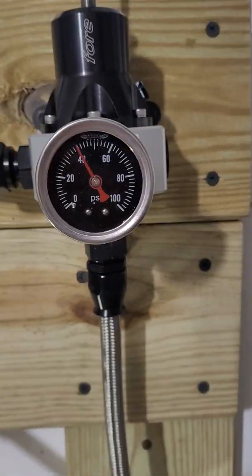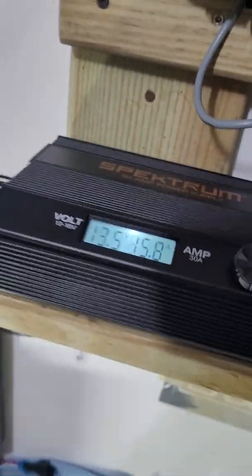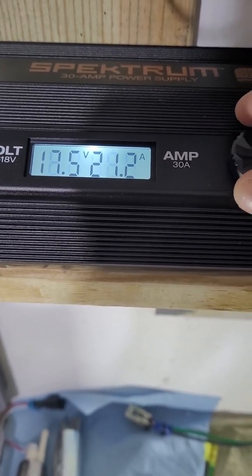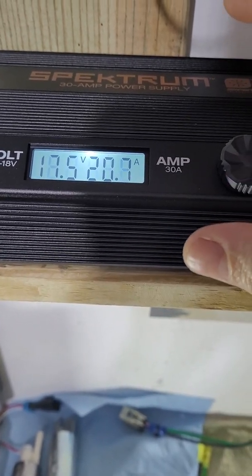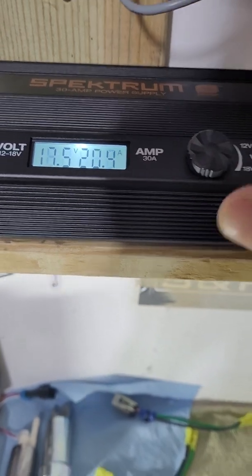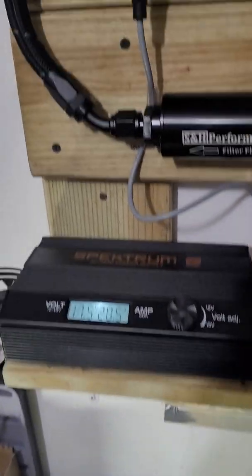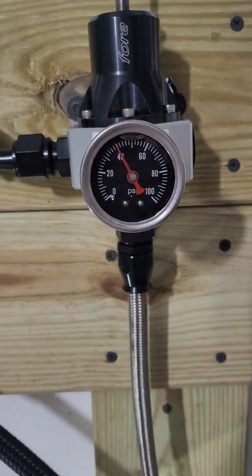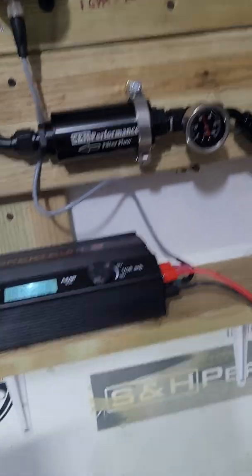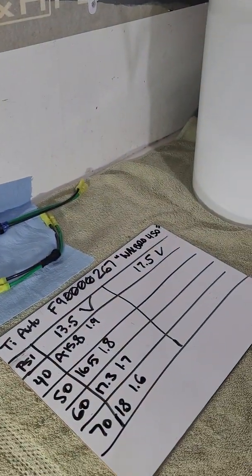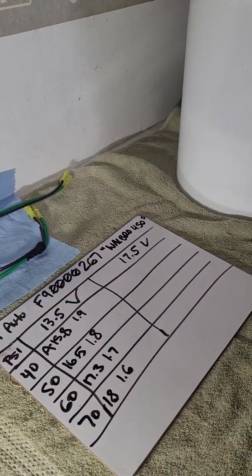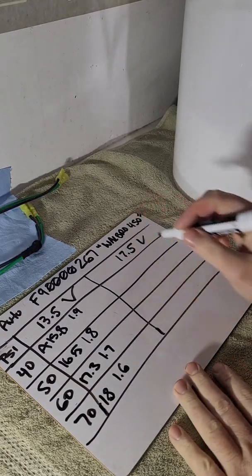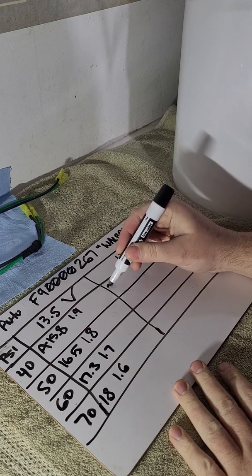All right, so I'm back down to 40. Let's dial it up to 17.5. You can hear the pump speed up for sure. Oh yeah, we're pulling some major amps now, but we are getting a good jump in flow. So I'm going to set you back down, and we are going to record all this data. So at 17.5 volts, 40 PSI, we are at 2.3 gallons per minute and 20.2 amps.